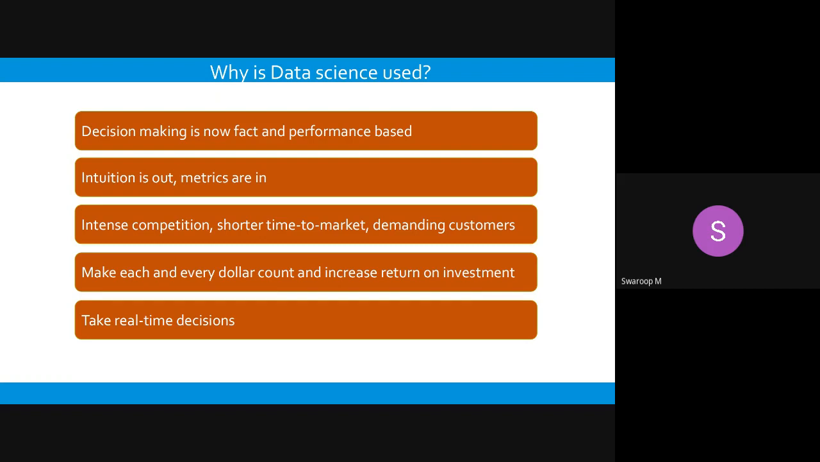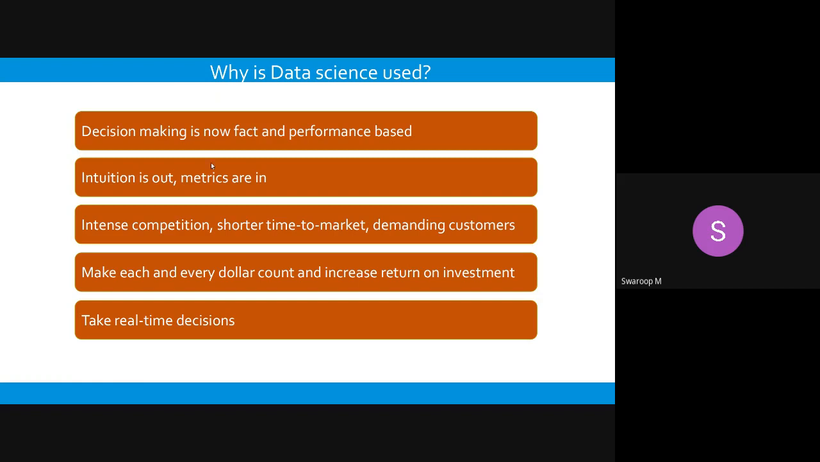So by just reading the data from the historical information, this is just intuition. It won't give you much confidence to take decisions. It won't give you the guarantee or any confidence.